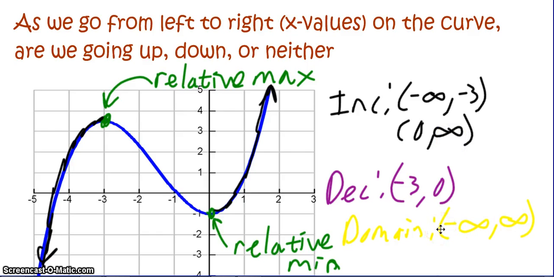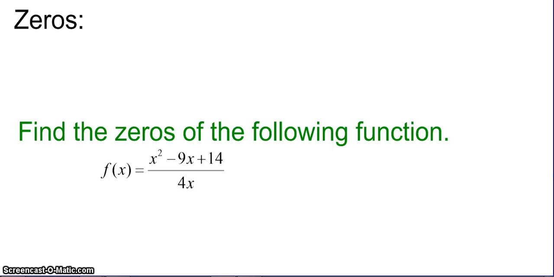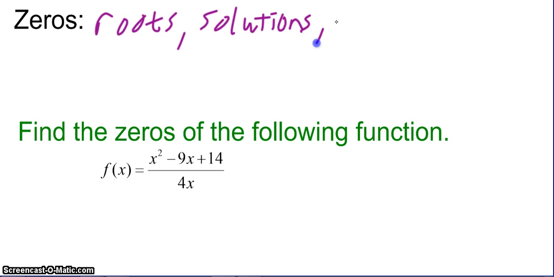entire domain. Okay, now let's refresh ourselves briefly on zeros. So zeros are also called roots, solutions, and x-intercepts. So to find the zeros, the roots, the solutions, or the x-intercepts, we set the function equal to 0 and solve for x. So take a minute, pause the video, and find the zeros of this function.